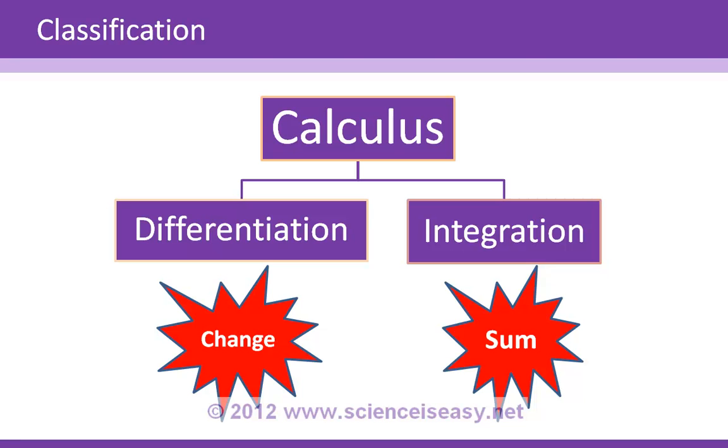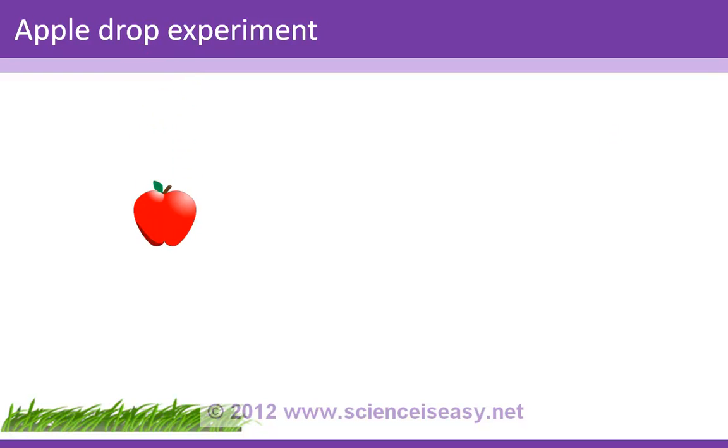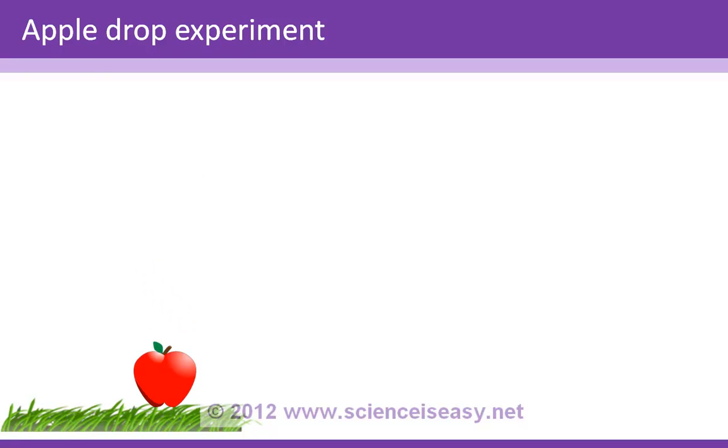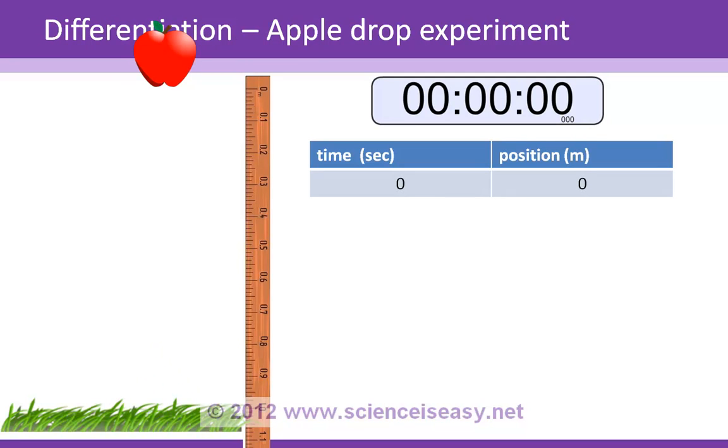Okay. So let's proceed to a simple and funny example. And this is our experiment or example. What I am going to do, I am just dropping an apple like this. Comes down, finally on ground. So this experiment we will do two times. First for understanding differentiation, second for understanding integration. So first let's go to differentiation part. Apple drop experiment for differentiation.